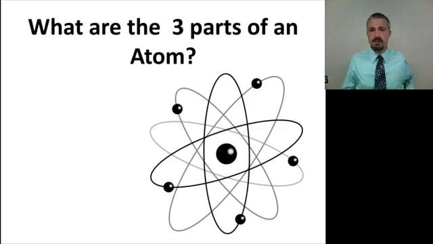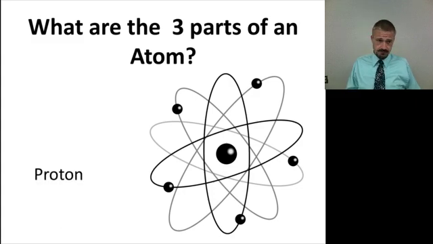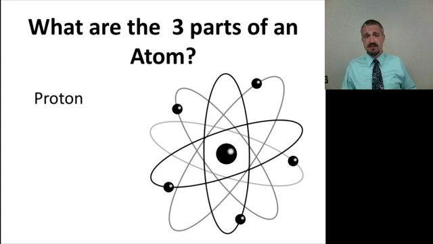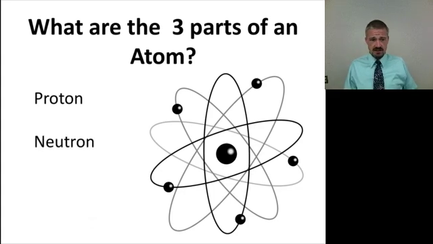So what are the three parts of an atom? So what we have over on the side here is a little kind of generalized picture or cartoon version of an atom. An atom is made up of three different types of subatomic particles. We have a proton, a neutron, and an electron.